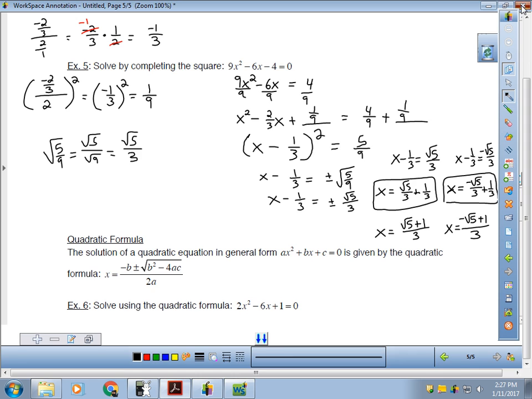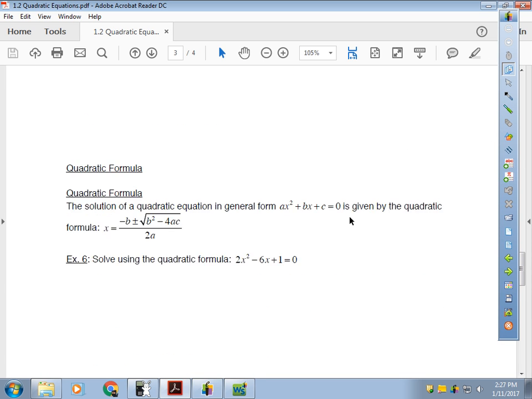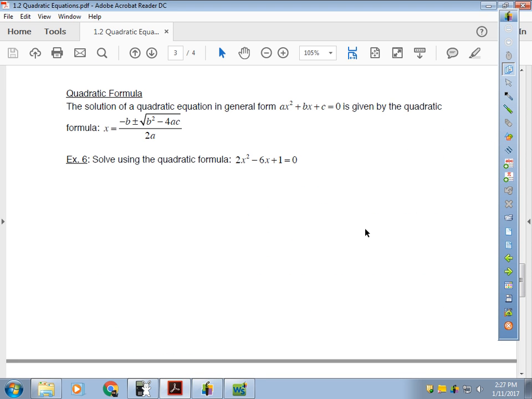All right, the last method we're going to look at for solving quadratic equations is the quadratic formula. So the solution of a quadratic equation in general form, ax squared plus bx plus c equals 0, is given by the formula x equals negative b plus or minus the square root of b squared minus 4ac all over 2a.